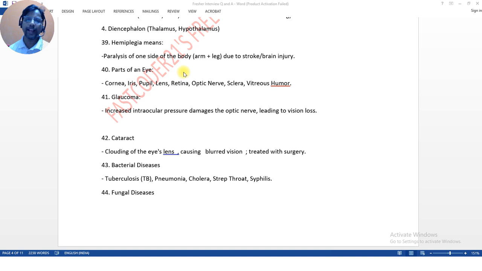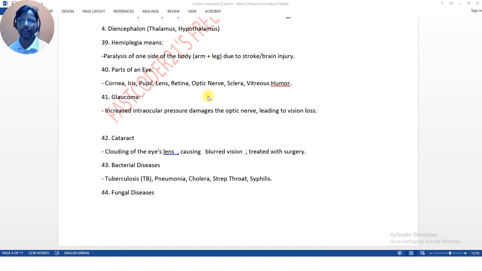So what is hemiplegia? Paralysis of one side of the body. For example, if the patient has paralysis, it is arm plus leg, only one side. If it is the left side, then left arm and left leg. Okay. If it is the right side, right arm and right leg. So what are the parts of an eye?